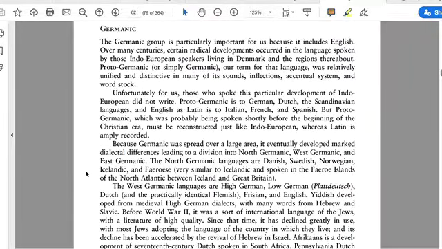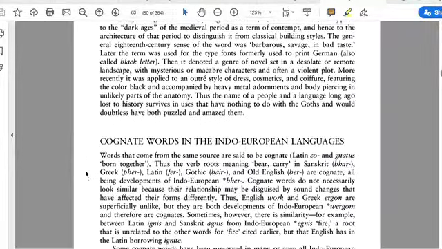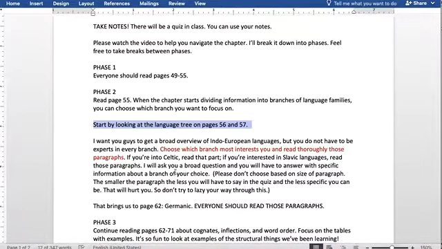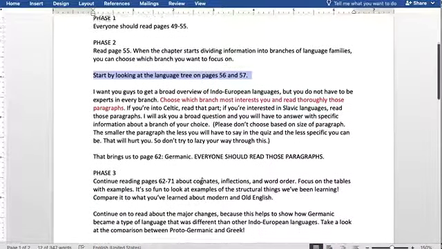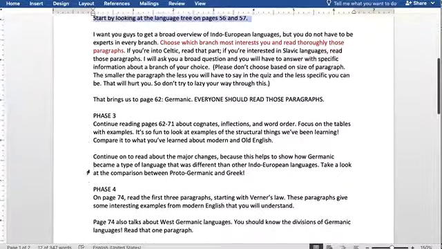Everyone should read this part about Germanic because this is what we're studying. And that brings us to the next phase. All right, so you make your choice. I explain that here. I say don't laze your way through it because we'll have a quiz question and I want you to be specific, so take notes.